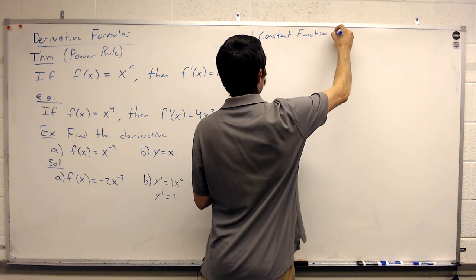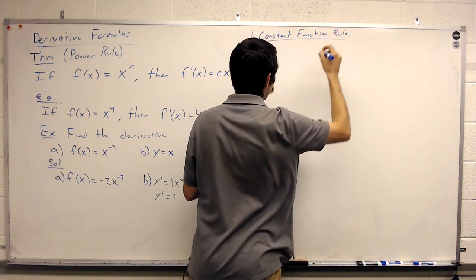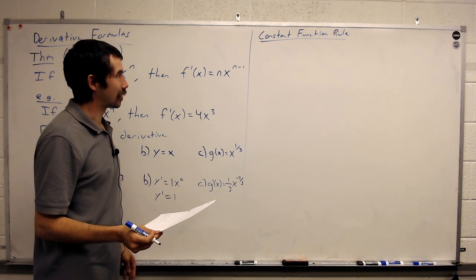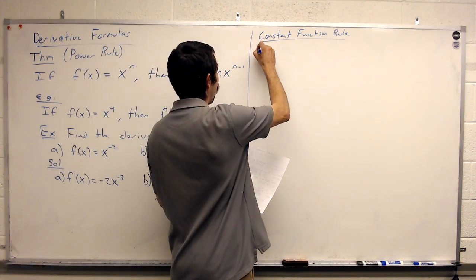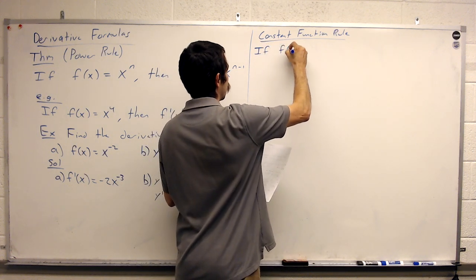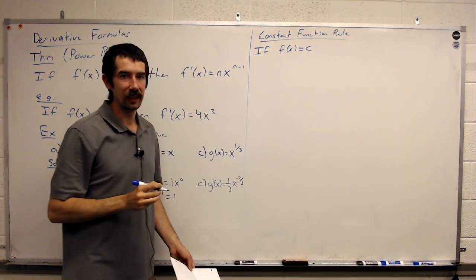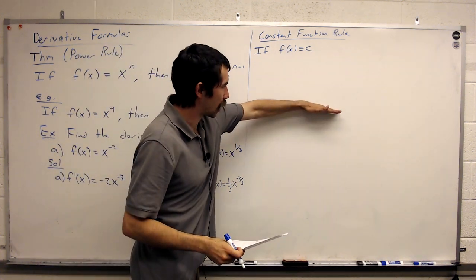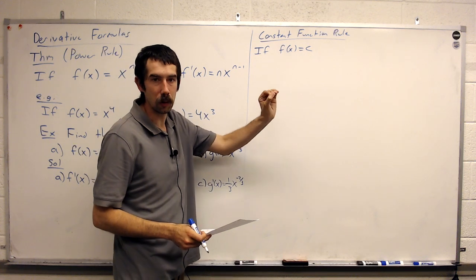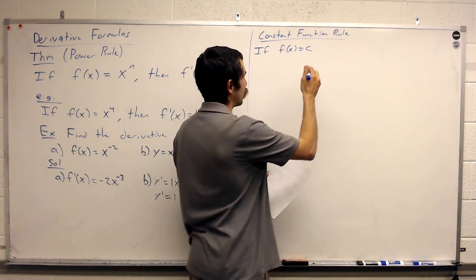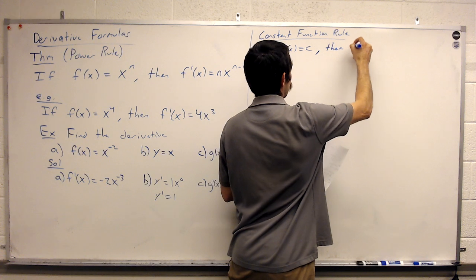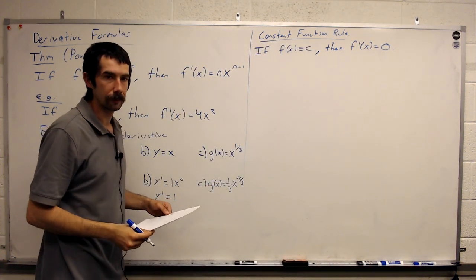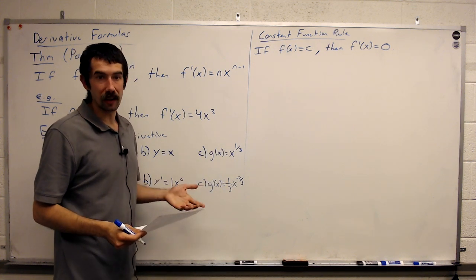All right, the next rule is the constant function rule. I'm not sure why it gets its own name, because it's a very simple rule. It says if f of x is a constant, remember, the derivative is the slope. A constant is a horizontal line. Its slope is 0. So if f of x is c, then f prime of x is 0. The slope of a horizontal line is 0.